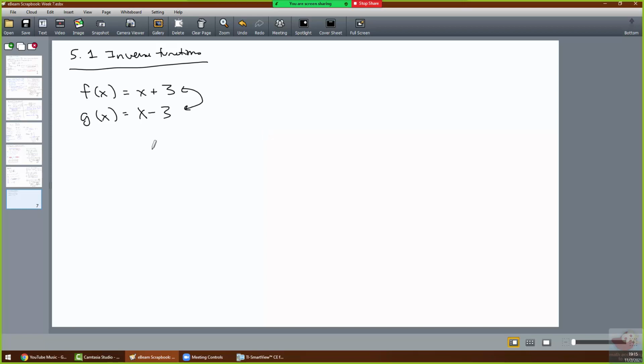Formally, instead of writing a g of x here, we have notation for the inverse. The inverse of f is denoted by the function name, in this case f, with what looks to be a negative 1 exponent, f^-1 of x. That's pronounced the inverse of f, or f inverse. This is not the reciprocal. When you see a negative 1 exponent on a function, that says the inverse.